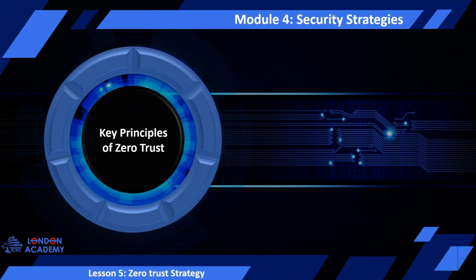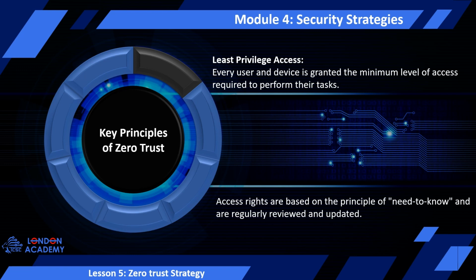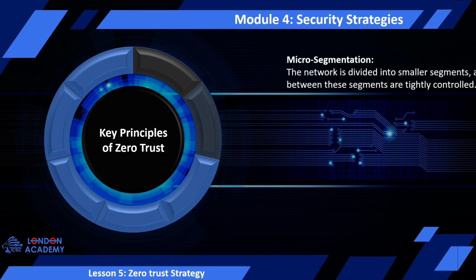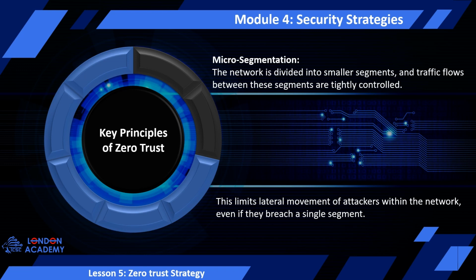Let's start with the key principles of zero trust. Least privilege access. Every user and device is granted the minimum level of access required to perform their tasks. Access rights are based on the principle of need to know, and are regularly reviewed and updated. Micro-segmentation. The network is divided into smaller segments, and traffic flows between these segments are tightly controlled. This limits lateral movement of attackers within the network, even if they breach a single segment.